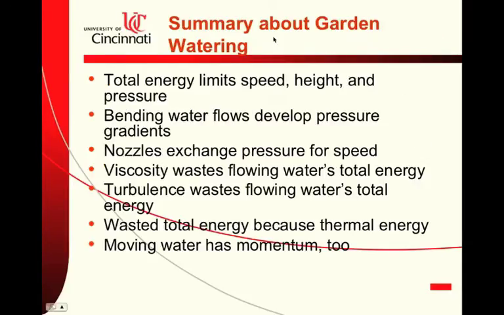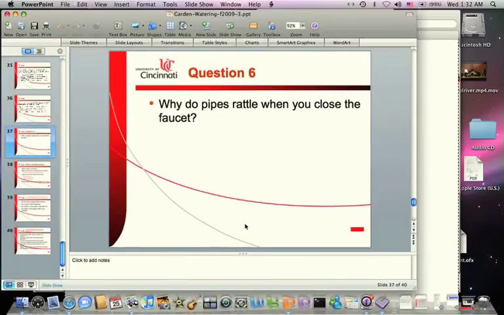So the summary about garden watering is that the total energy limits the speed, the height, and the pressure of what comes out of a hose. Bending water flows develop pressure gradients. Nozzles exchange pressure for speed. And viscosity wastes flowing water's total energy, which means that usually the pressure drops. Turbulence wastes flowing water's total energy as well. So if you have turbulence, that also eats up energy. And this wasted total energy becomes thermal energy. And finally, the moving water has momentum too. And that's the last bit of the lecture.